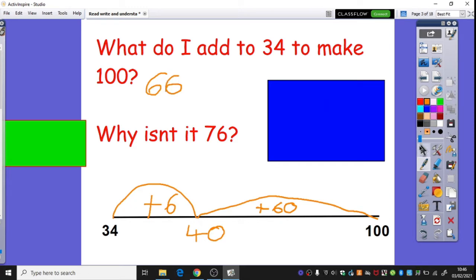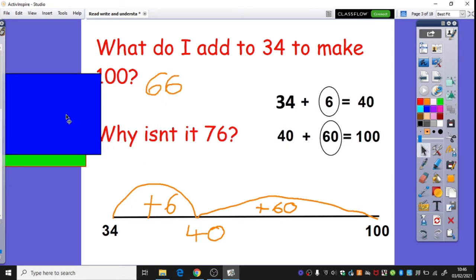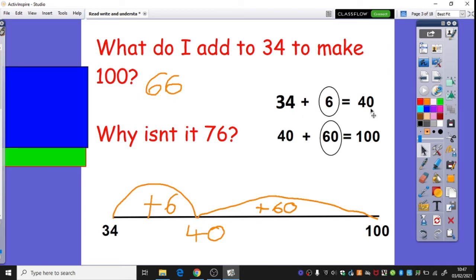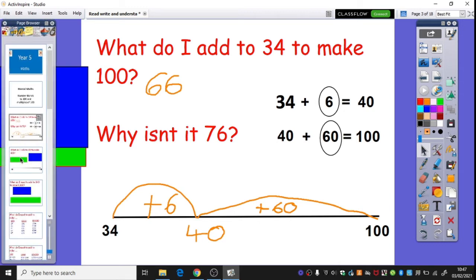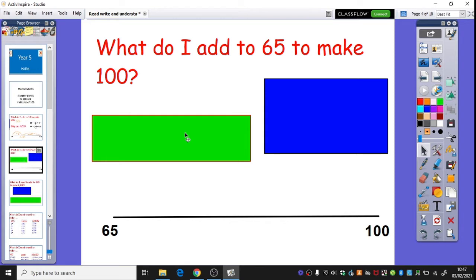And if we take a little look at our jottings, we've got 34, add 6 to get to the next 10, which is 40, and then 40 add 60 to make 100. So the answer is actually 66 rather than 76. Let's look at the next example.